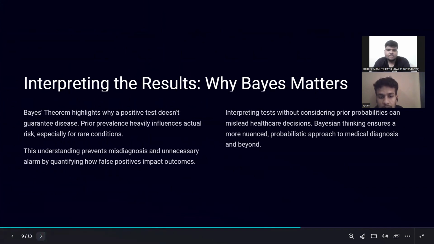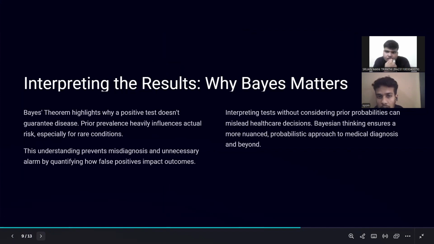Let's interpret the results, what those results mean, and why those results suggest that the Bayes theorem holds such significance. Bayes theorem highlights why a positive test doesn't guarantee disease. Like many times, a patient will be tested positive, but in less than like 5% of the cases, it will be a false positive case, and the patient will not have that disease.